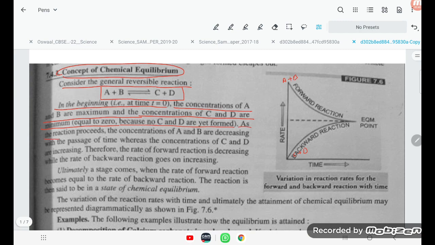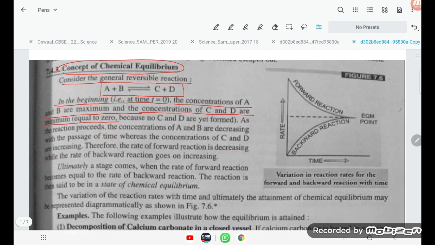As the reaction proceeds, the concentrations of A and B are decreasing slowly, student. With the passing of time, the concentrations of C and D are increasing. Therefore, the rate of forward reaction is decreasing while the rate of backward reaction goes on increasing.